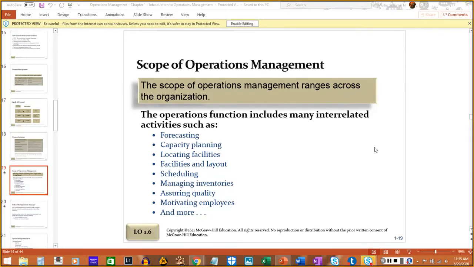So as mentioned before, operations management involves so many aspects of a business, from the beginning of a product to the delivery to the customer. There are a bunch of different functions that go into operations that, again, overlap other groups and other areas. So the first thing would be forecasting. That would be how much needs to be produced.